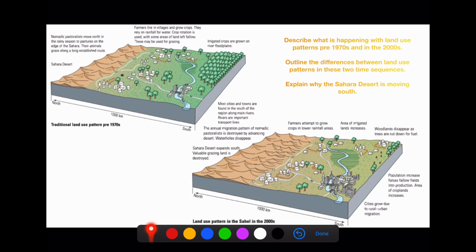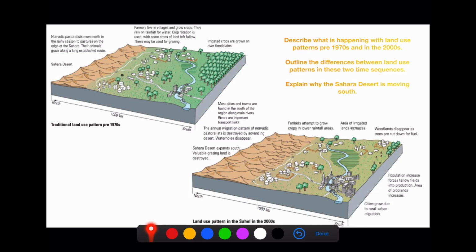I love this diagram. We've got traditional land use pre-1970s for the Sahel region. Have a look, love it. Great artistry. And then we've got it in the 2000s. Huge differences. I want you to describe to me what is happening with land use patterns pre-1970s and in the 2000s. Outline the differences between land use patterns in these two time sequences.